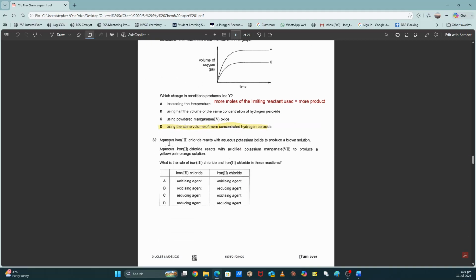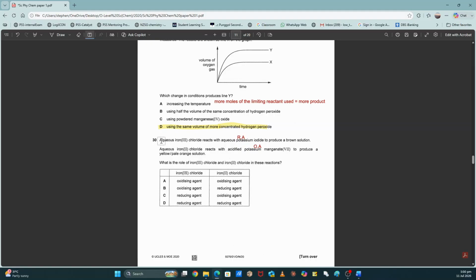Okay, the next one, 30, aqueous iron chloride, brown. Can you remember something? This is a reduction and oxidation question. Okay, I saw aqueous potassium iodide. This one here is a confirmed RA, reducing agent. You put this in your memory. And this one here is a confirmed OA, oxidizing agent. You see that? Only when oxidizing agent and reducing agent react together will they form some color change or a product.